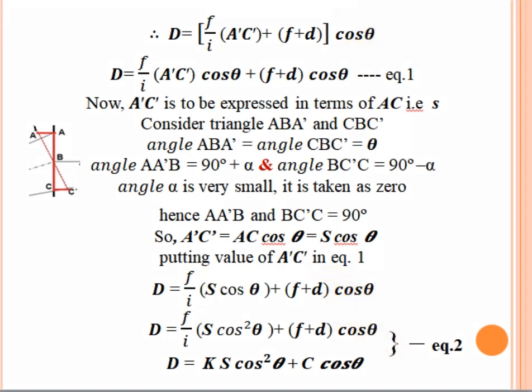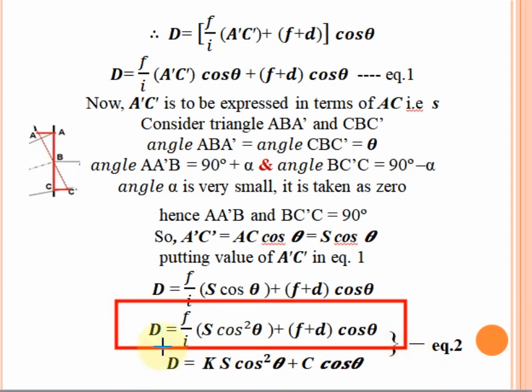So what is D equal to? D is equal to (f/i)·S·cos²θ + (f+d)·cosθ. Just remember this formula; in your exam, it is not asked how the formula comes. This is for the inclined line of sight with the staff kept vertical, for an angle of elevation. Taking f/i as K and f+d as C, it is K·S·cos²θ + C·cosθ, where theta is the vertical angle between the horizontal line of sight and the central cross hair.